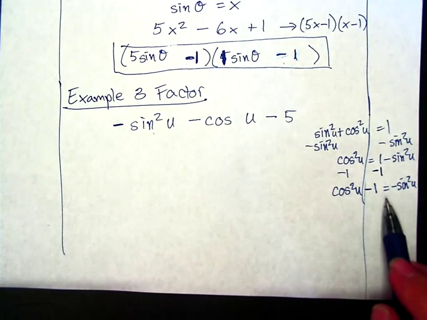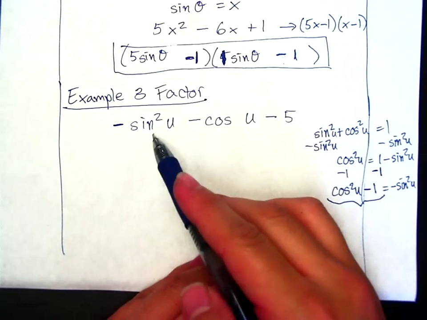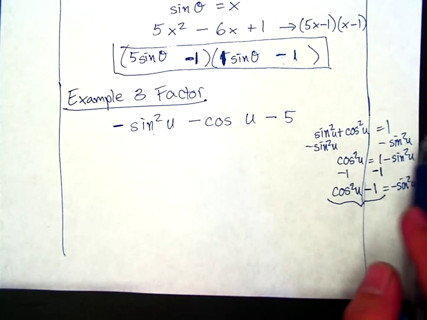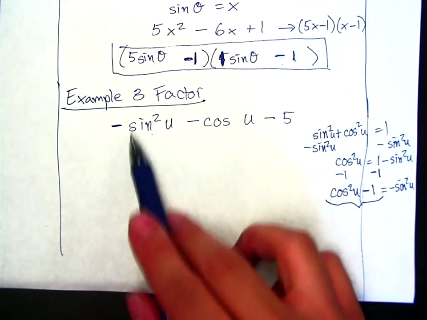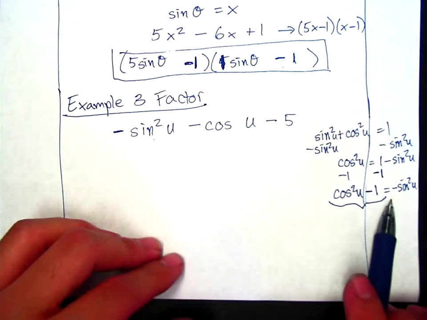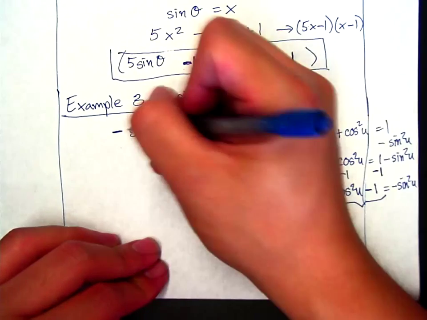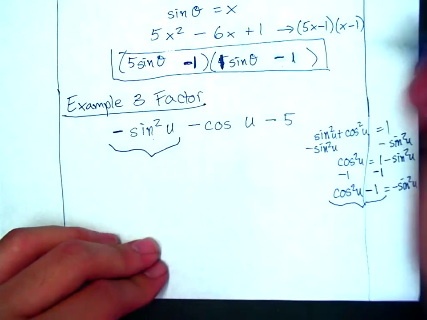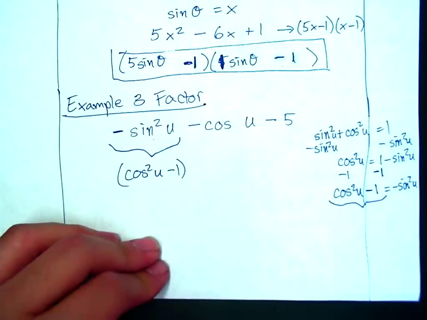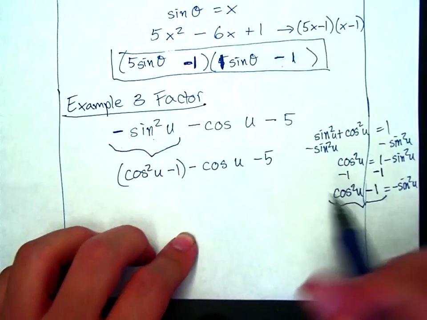All right, so what I can do now is substitute all of this guy into negative sine squared u. Alternatively, you could have just solved for sine squared u by subtracting cosine squared u and then substitute it in for sine squared u. Okay, and that means you would have to distribute the negative. But using this way, I don't have to take care of that negative anymore. I just get rid of this entire thing. So I'm going to replace this guy with cosine squared u minus 1. And I'll put that in parentheses just to remind us that we did just put it in. Minus cosine of u minus 5.